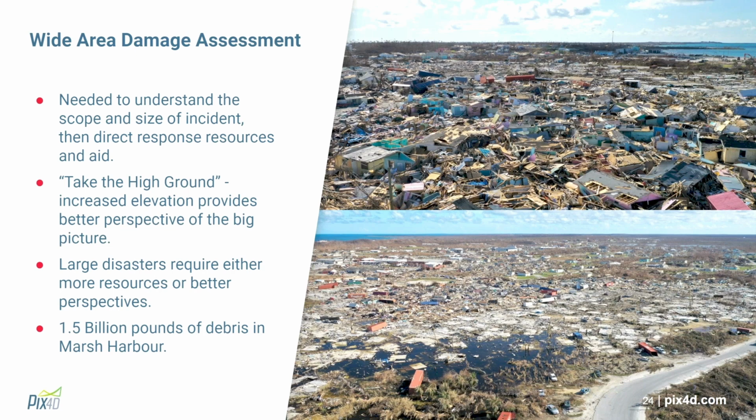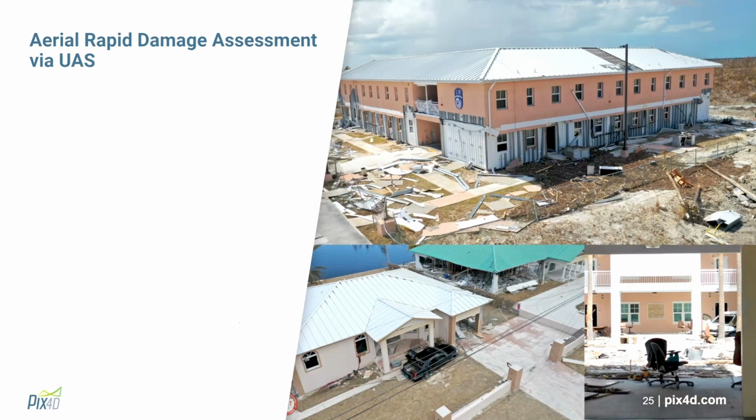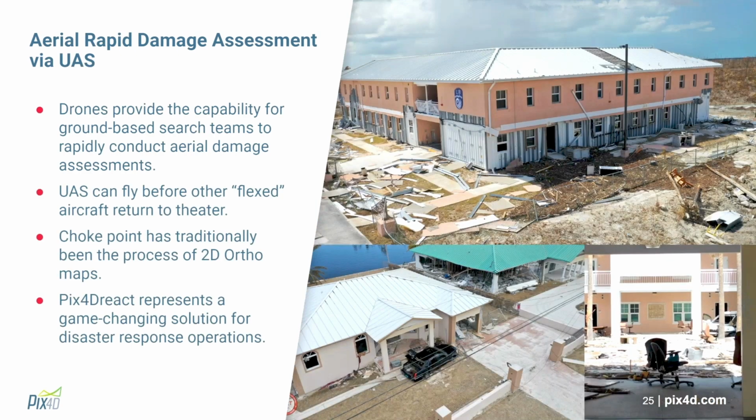And as you see in the photos there, as we got a little bit higher with the drone, you can get a much better perspective on what the debris field looks like compared to when we were driving around at ground level in those vehicles. And there were 1.5 billion pounds of debris in Marsh Harbor alone that is still being removed as of this day. So quite a task for emergency managers and the search and rescue squads to go in.